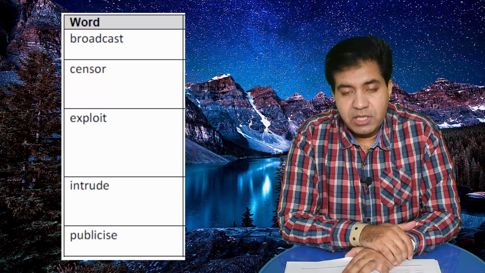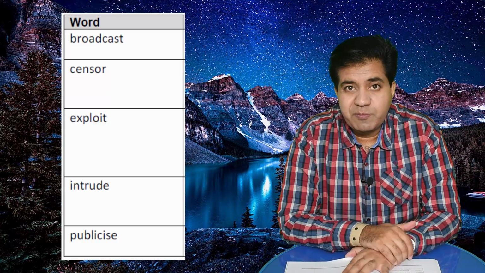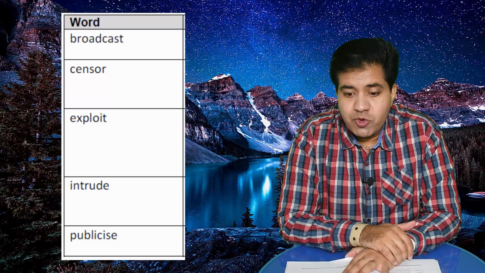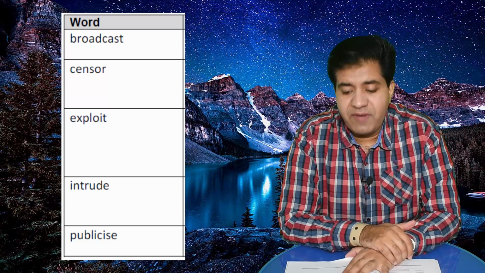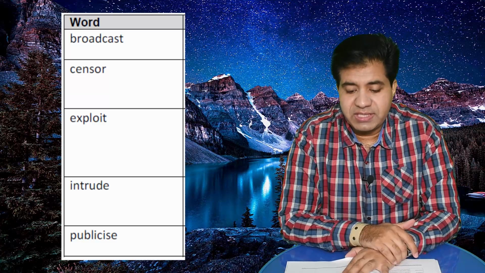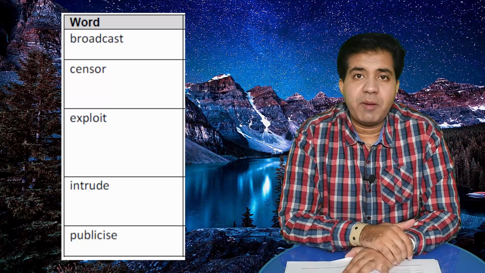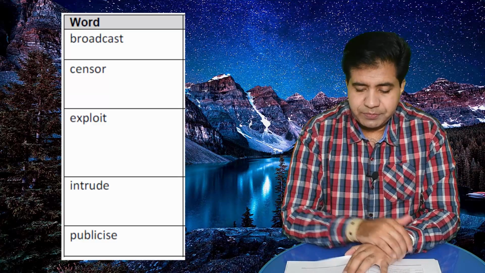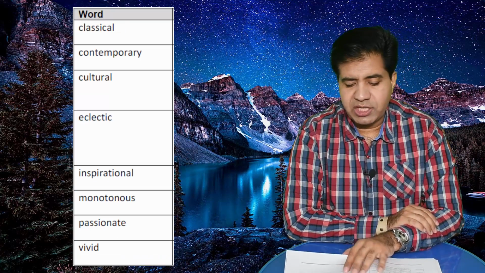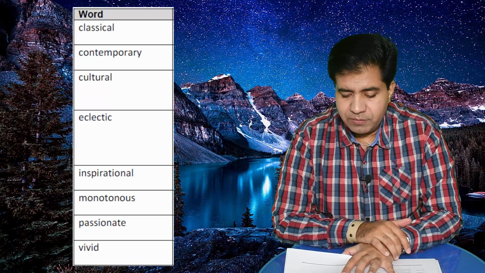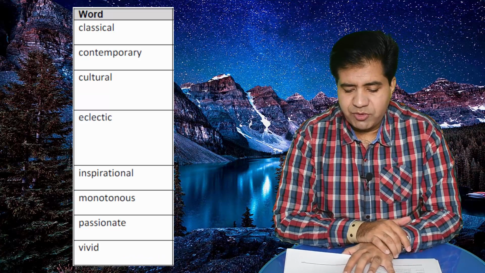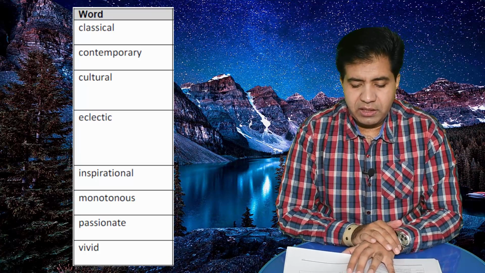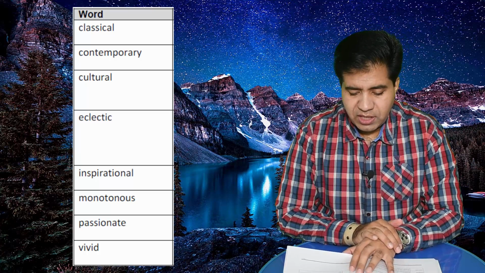Some useful verbs can be broadcast, censor, exploit, intrude. Intrude means to invade or to interfere with someone. Publicize. Publicize is to make public. And some useful adjectives can be classical, following a well-established tradition, contemporary, cultural, eclectic.